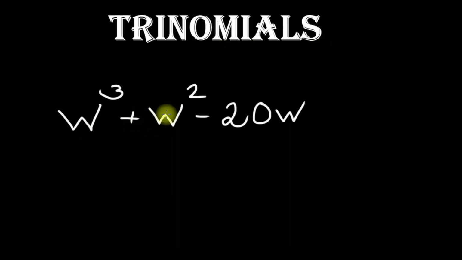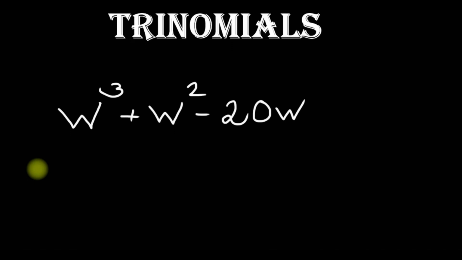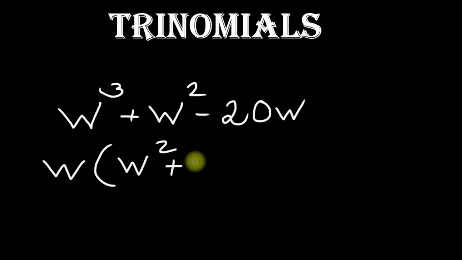Now we're going to get into trinomials. So how do we factor a polynomial with 3 terms? You've got w cubed plus w squared take away 20w. If you look at all 3 terms, they all have at least a w. So therefore, you can pull out a w, and w is going to be your greatest common factor. So we're going to pull out a w. So then we have w squared plus w take away 20.